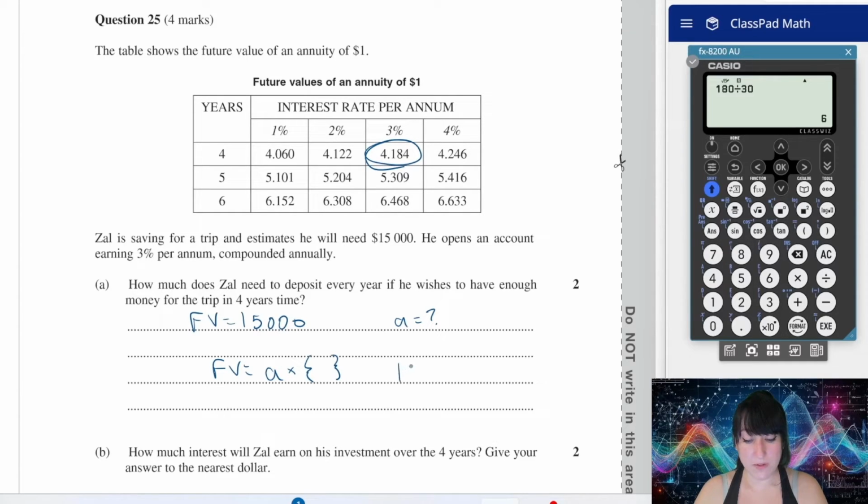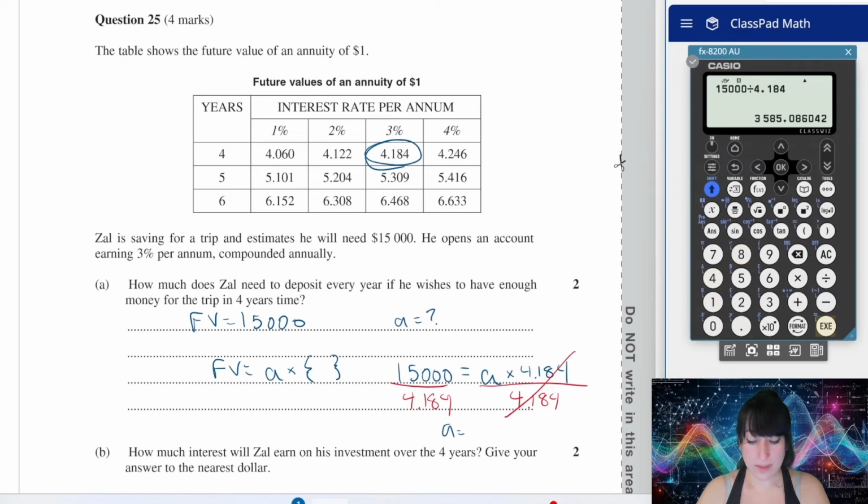So we have the future value, 15,000, equals the contribution, which we want to know, times the number in the table, 4.184. Now we just solve for A by dividing by 4.184. So we get $3,585.09.